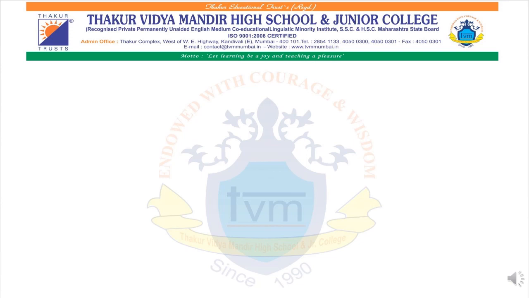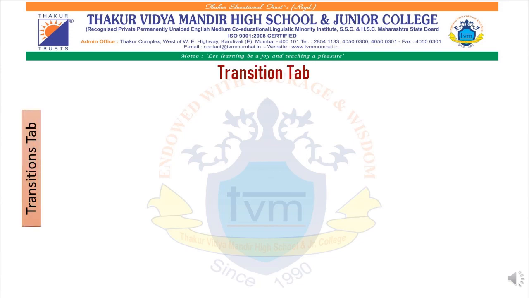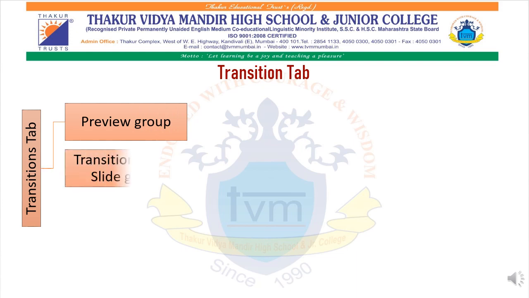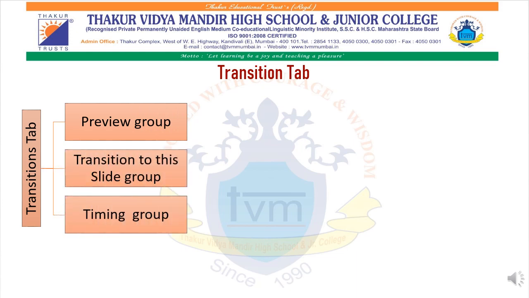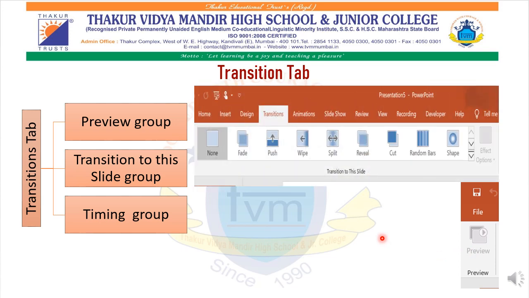There are three groups in the Transition tab: Preview group, Transition to This Slide group, and Timing group. The Preview option is used to display an animation or a slide transition after it has been applied to a slide. The Transition to This Slide group basically has two options. First, transition gallery, and second, effect options. The transition gallery is used to select a transition effect for a slide or all the slides in the presentation.